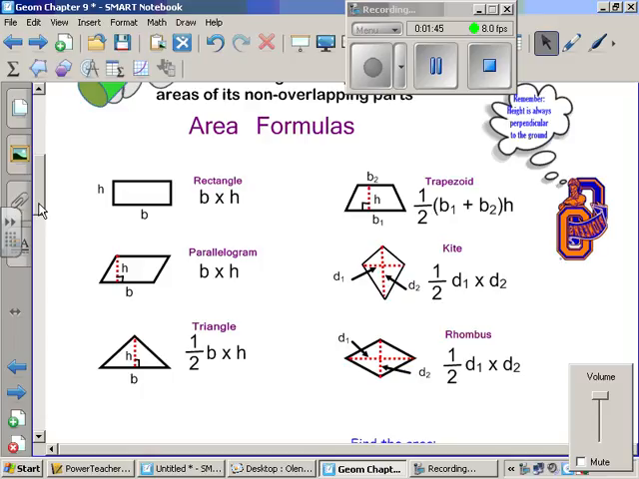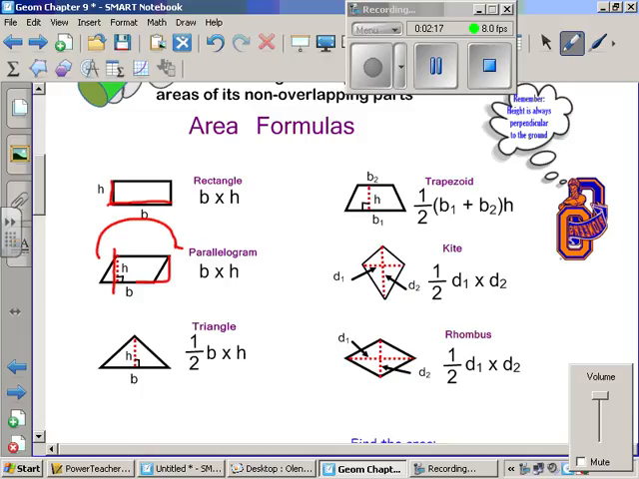So we start out with just a basic rectangle, okay, which is base times height. That gives you the area. You learned that a long time ago. I'm sure you're fine with it. A parallelogram, if I chop off this piece of a parallelogram and move it over here, I have a rectangle again. So I didn't lose anything. It's still the same area. So the formula, again, base times height.